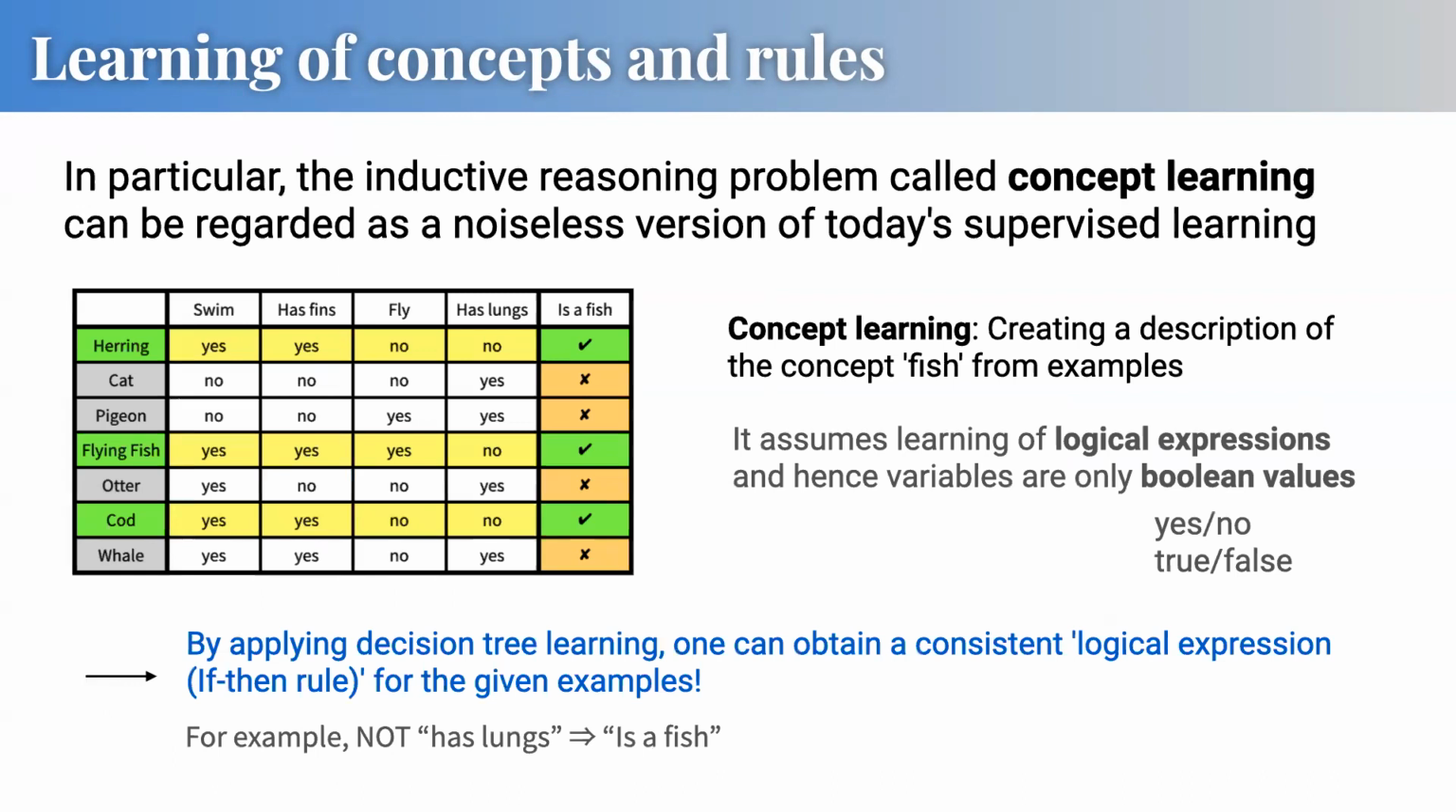And I would say that one main problem at that moment was concept learning. Concept learning, as we would say now, is a noiseless version of supervised learning, because the purpose is basically to define some concept from the data sets. In this example, we want to define the concept of a fish, but precisely defining a fish in natural language is not easy, right?